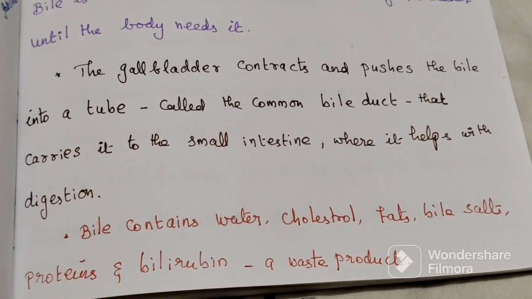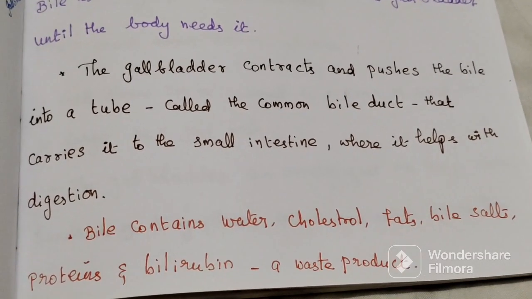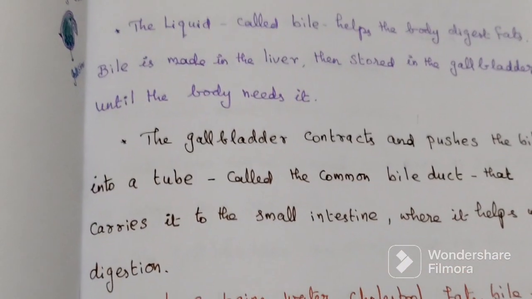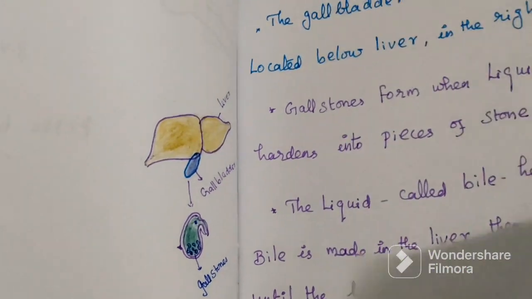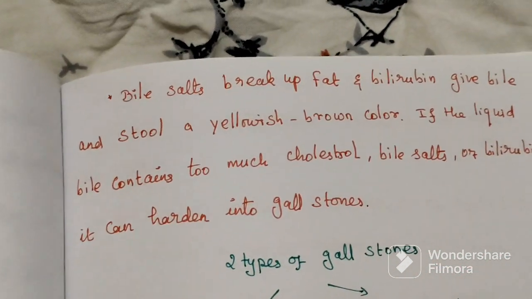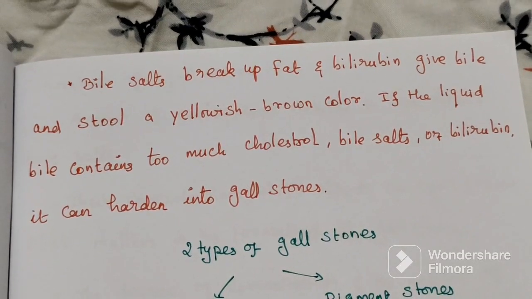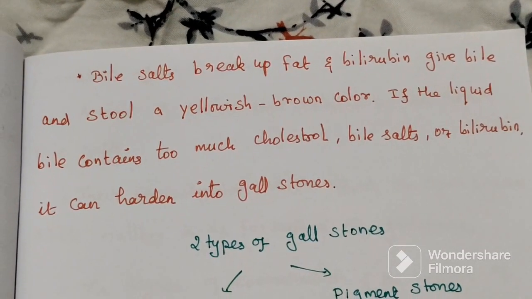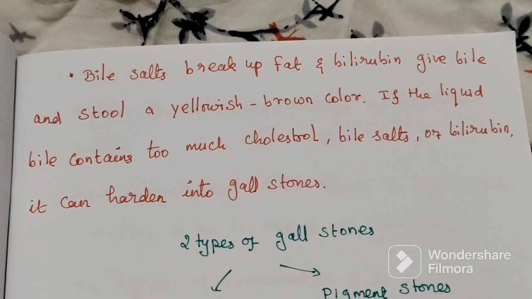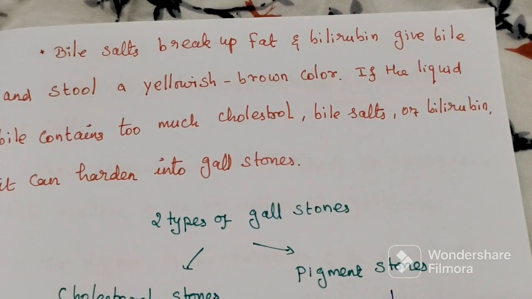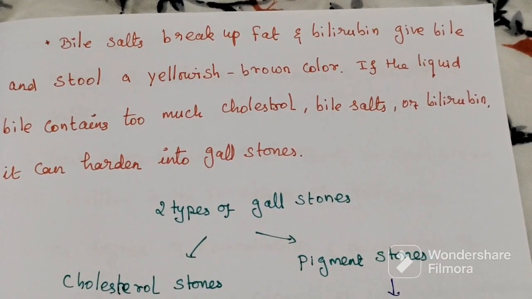Bile contains water, cholesterol, fat, bile salt, protein and bilirubin. Bile salt breaks up fat, and bilirubin gives bile and stool a yellowish-brown color. If the liquid bile contains too much cholesterol, bile salt or bilirubin, it can harden into gallstones.